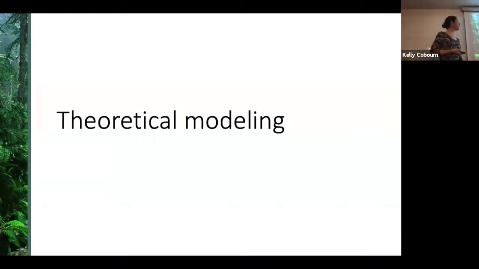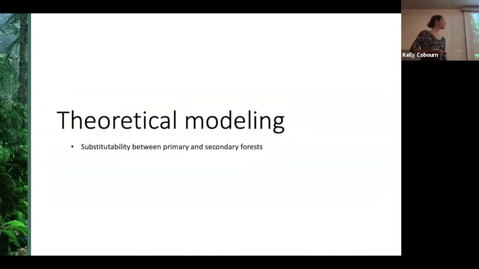So what I'll do is go ahead and start with a description of the theoretical model that we've developed for this problem. The theoretical model really has 3 primary building blocks. The first is this concern about substitutability and imperfect substitutability between primary and secondary forests. We'll talk about integrating that into a dynamic forest transition model of the type that's been published.